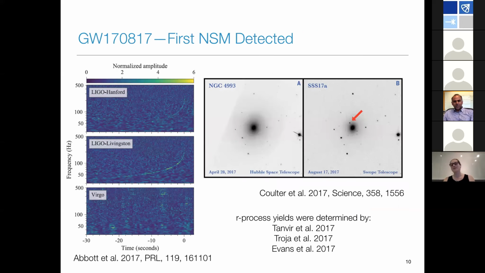Now, I can't talk about neutron star mergers without mentioning, as you all know, a bit over a year ago, the first neutron star merger was detected, and R process yields were determined to be actually quite high from this event. And I noticed that you all had a talk in November about this source specifically.